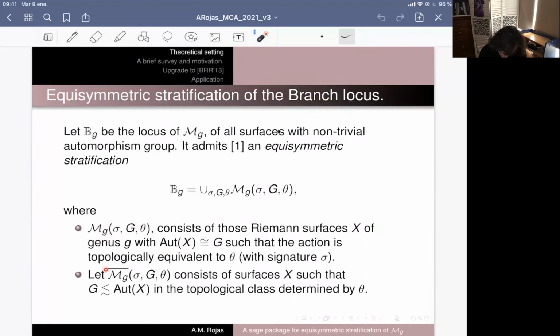And well, the closure of that stratum consists of the surfaces such that the automorphism group contains something isomorphic to G with the topological class determined by theta. So these are going to be our strata, and this could be empty in some cases.